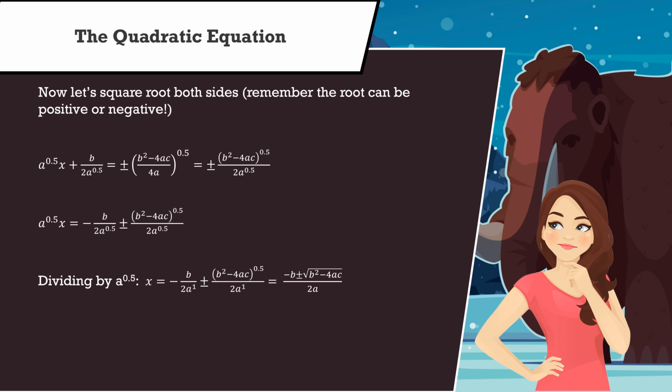Now, let's square root both sides, and just remember that the root can be positive or negative. After that, we can divide by a to the power of 0.5, or the square root of a if you want to call it that, and bada bing, bada boom. We have the quadratic formula, ladies and gentlemen. Let's give it a standing ovation!